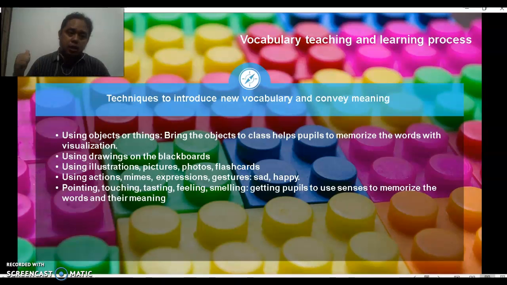Pointing, touching, tasting, feeling, smelling. We incorporate the children's senses to learn vocabulary so that it is easier for children to memorize, because we incorporate all of their senses.